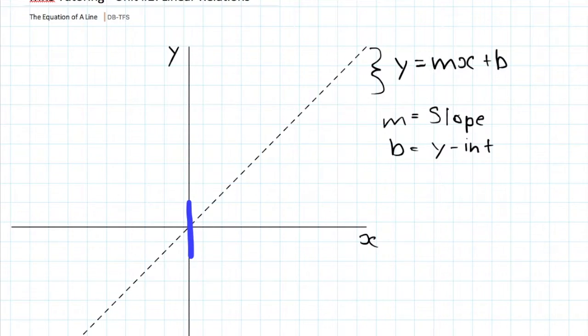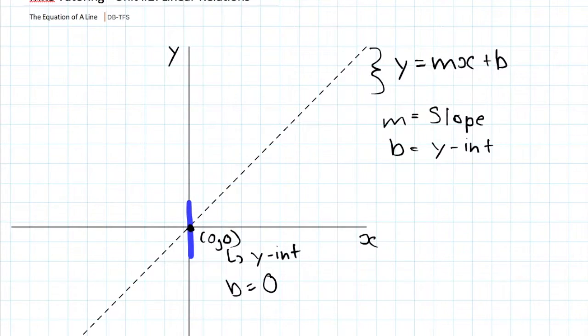Some of you may notice that it intercepts the y-axis clearly at the origin, which is 0, 0. So all you have to do to get the y-intercept is look at the line and take the y-coordinate of where it intercepts. In this case it's 0, so you can easily say that the y-intercept, which is b, is equal to 0. So that's the y-intercept. Now what is slope?